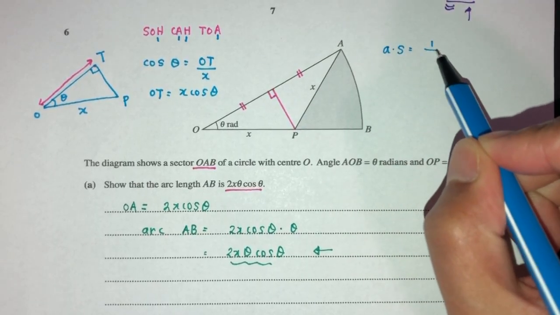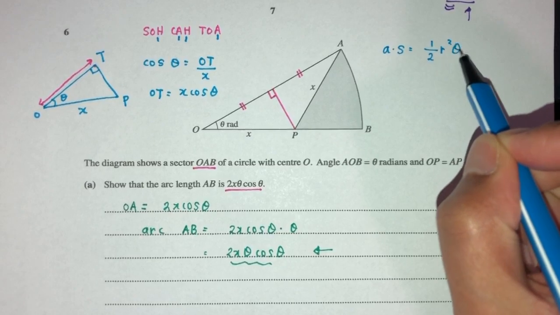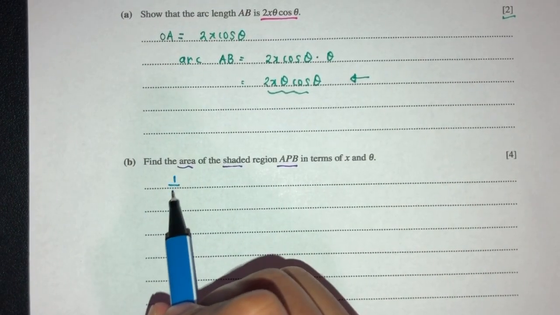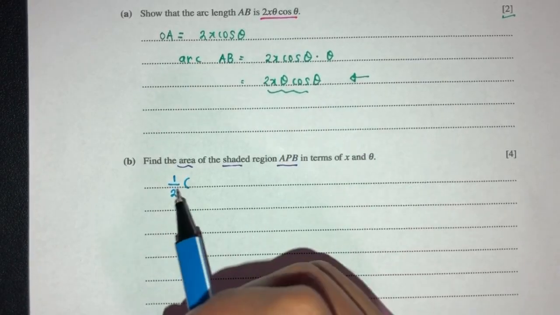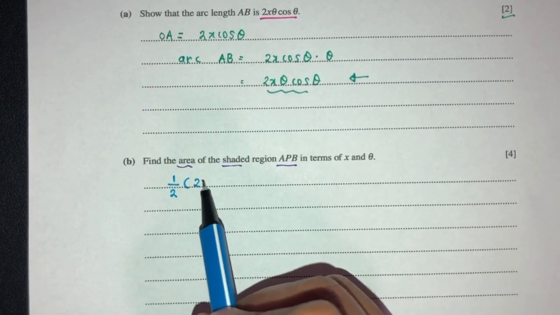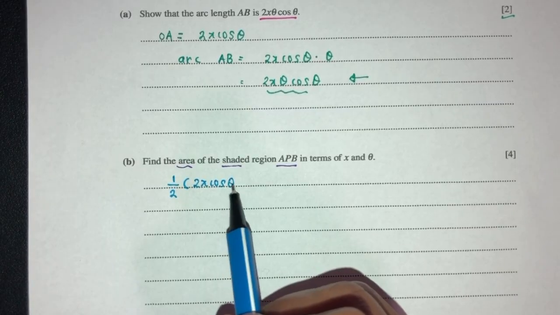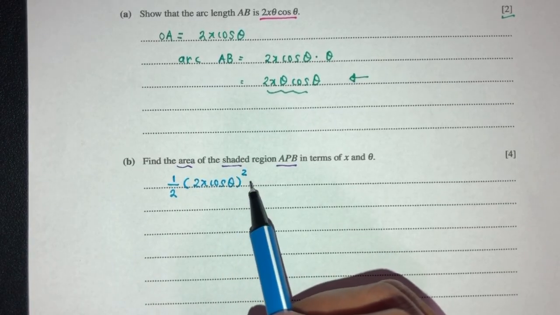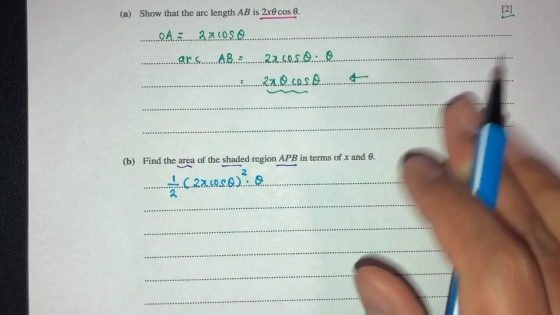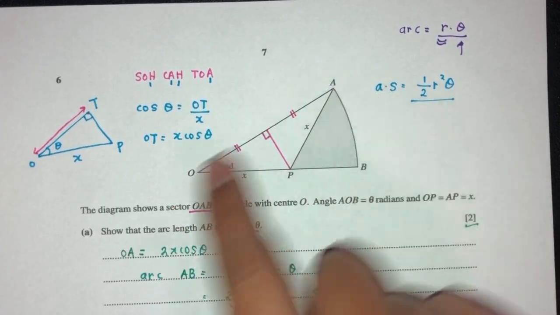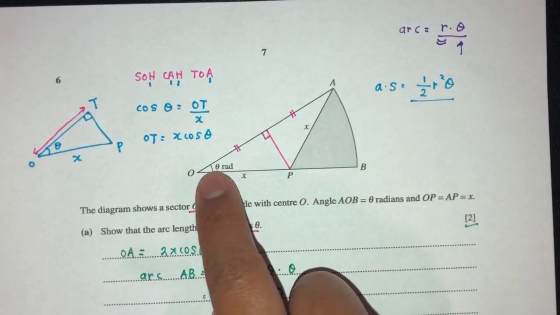Which is half r squared theta, right? So the area of the whole thing will be half radius squared, which is this one, 2x cos theta squared, and then times the angle, which is just theta. R squared is the radius squared, and theta is just right here. Now replace and simplify and see what happens.